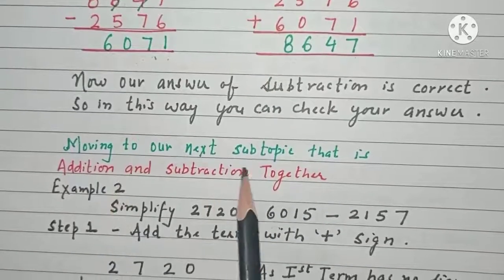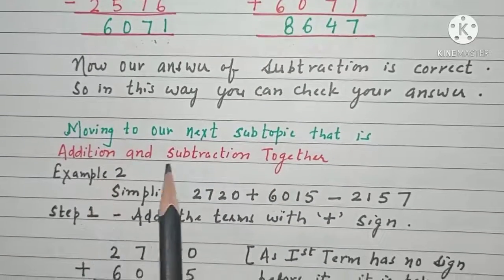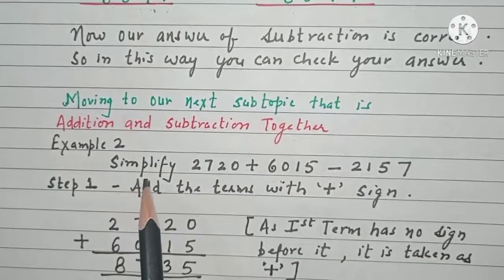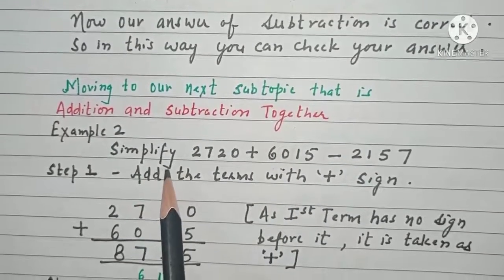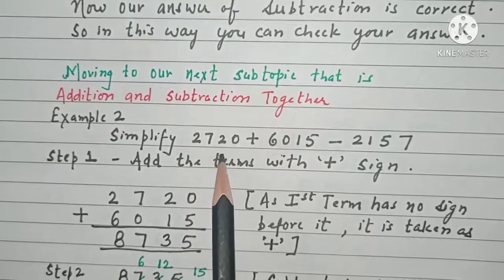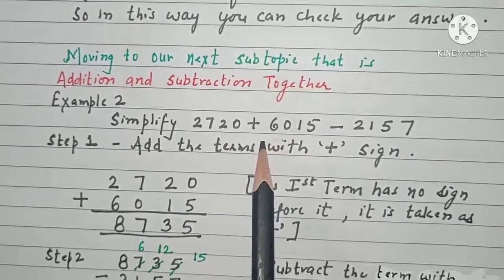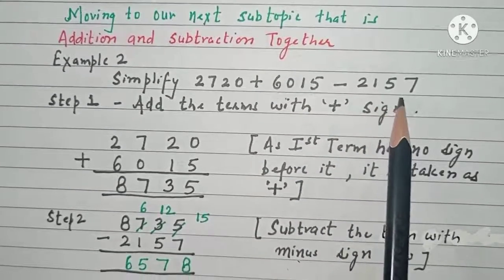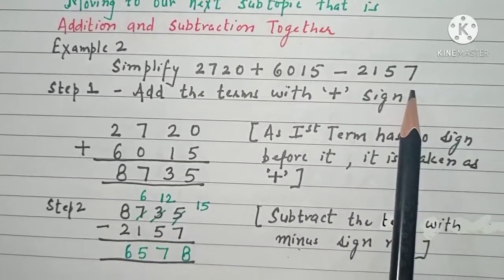Now students, moving to our next subtopic, that is addition and subtraction together. We'll be solving the simplify sums, where the first example is 2720 plus 6015 minus 2157.